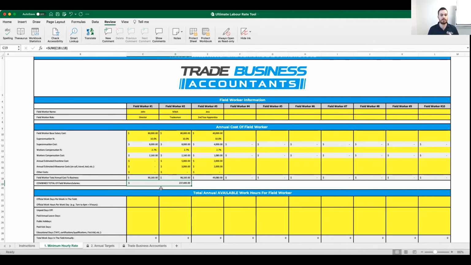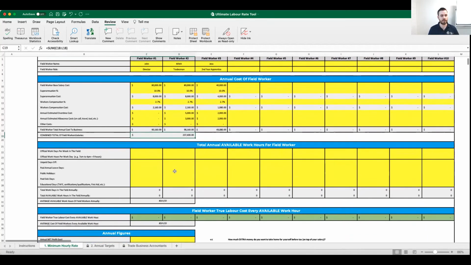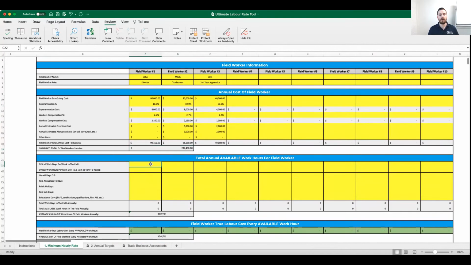Now, when we add all of these up, that comes to a combined total of $237,400. So that's the total cost of your field workers to the business. Now, we come down here. We know their cost now over the 12-month period. What we want to start doing now is getting clear on what their cost is every hour.